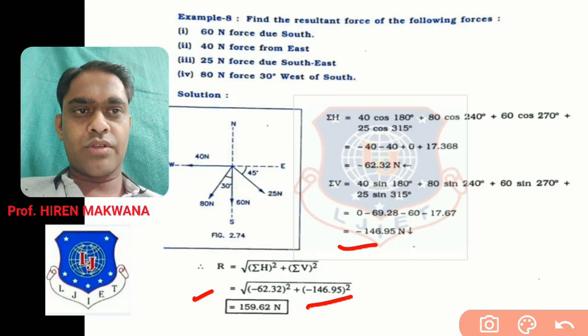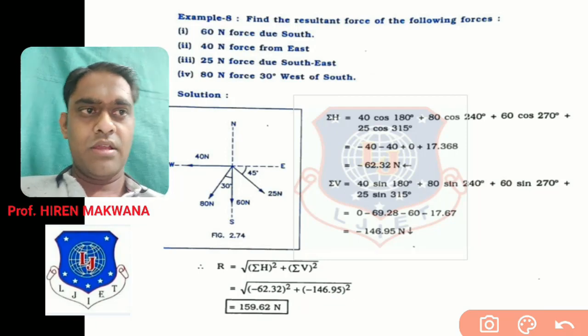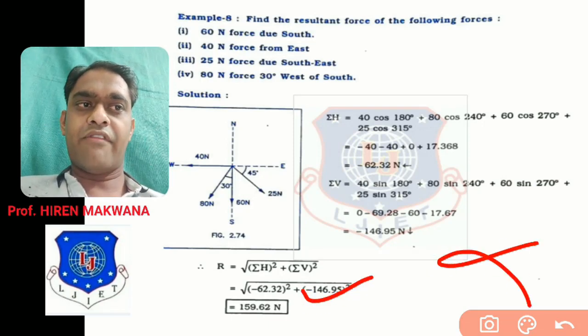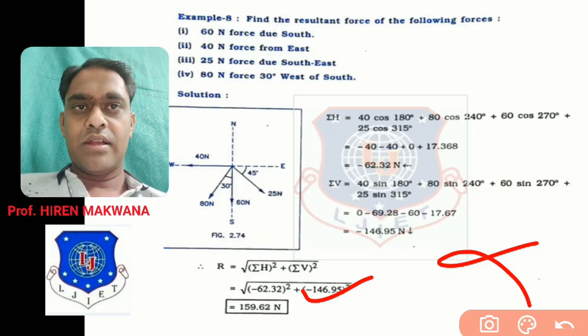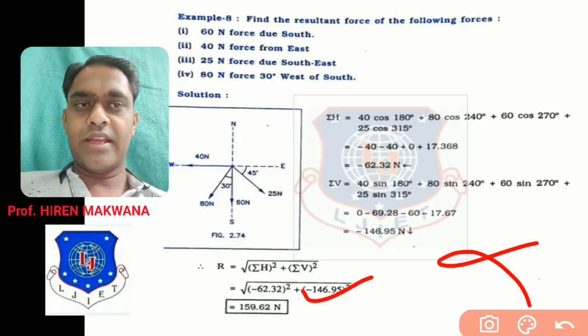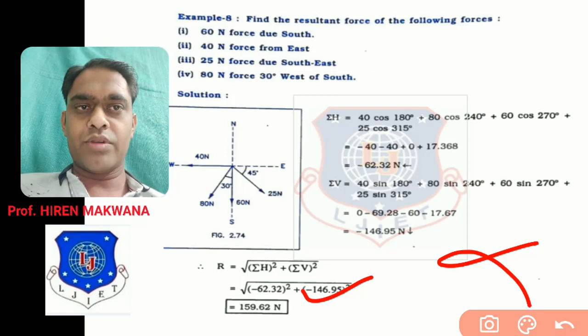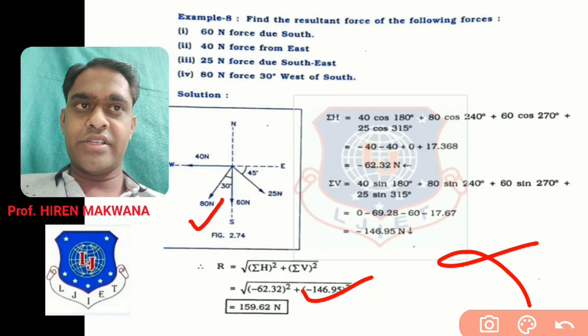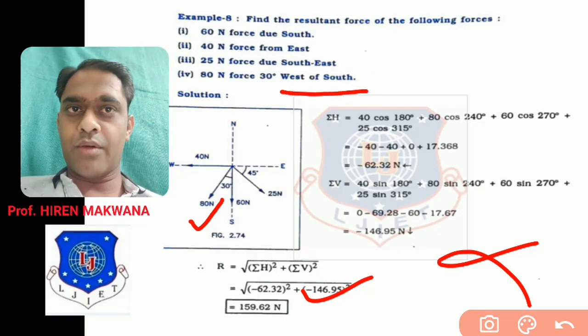By replacing in the formula of R, you can get this answer. Answer is positive because of squares. Okay, the sum is not completed yet. Here it is only the magnitude R, but the direction alpha is still remaining. What is the formula for alpha? Tan inverse of sigma v upon mod sigma h. So it will be positive. You must remember the angle logic. It is west of south.